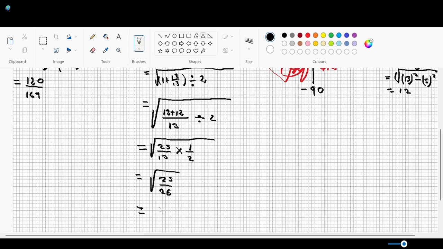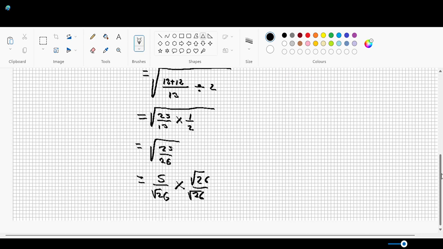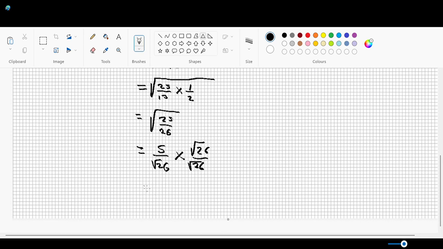But if you continue, what is the square root of 25? It's going to be 5, and then we are left with square root of 26. So we can leave it like this. This is actually the final answer. But if you want to rationalize, you can multiply by square root 26 over square root 26, which is the same as 1. So we're going to have 5 multiplied by square root 26. So your answer is going to be 5 square root 26, and then square root 26 multiplied by square root 26 gives 26 as the denominator. So this is your final answer for B.